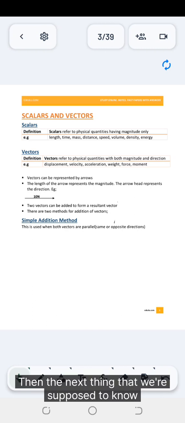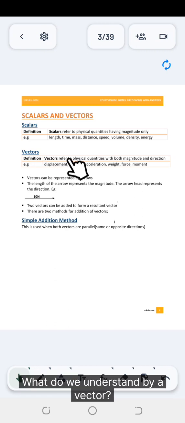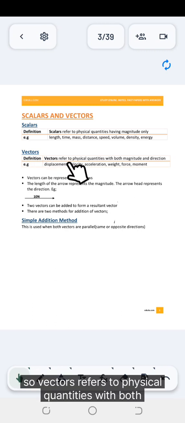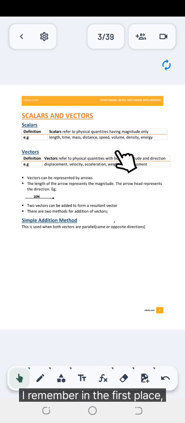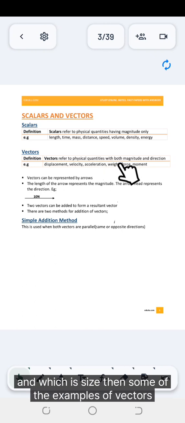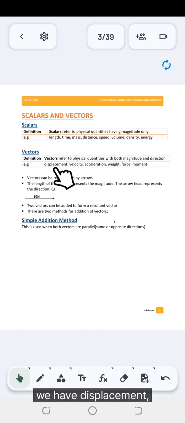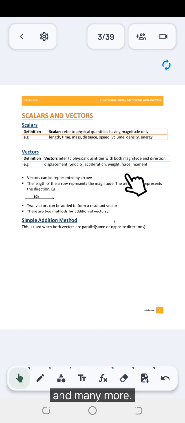Then the next thing that we're supposed to know is vectors. What do we understand by a vector? Vectors refer to physical quantities with both magnitude and direction. I remember in the first place we described what magnitude means, which is size. Some examples of vectors are displacement, velocity, acceleration, weight, force, moment, and many more.